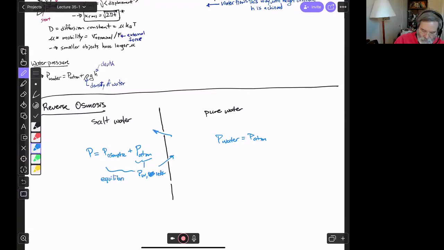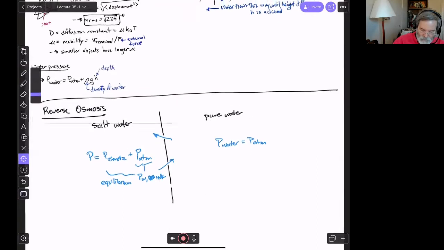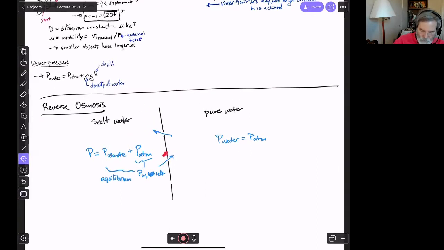So that means, remember that the impact frequency of water molecules on the semipermeable membrane is proportional to the pressure of water. So if we increase the pressure on the left side, we can start to preferentially drive water from the salt water side to the pure water side, increasing it above this total pressure.